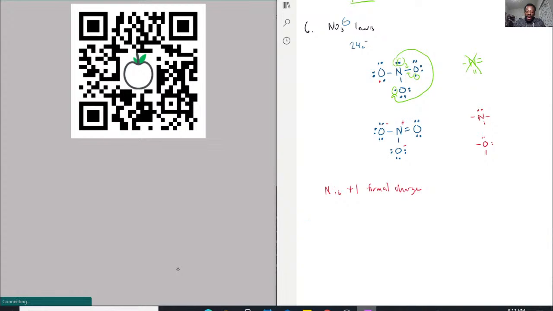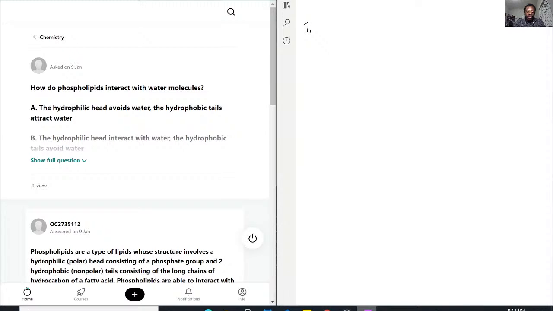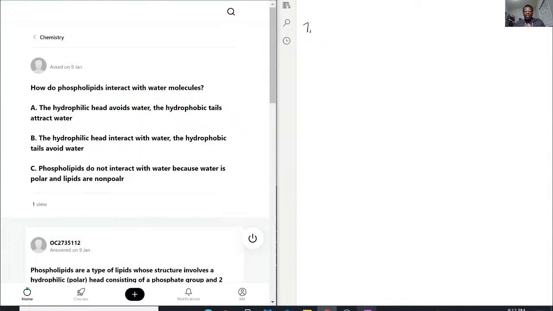We have, how do phospholipids interact with water molecules? So, with that being said, the one I think of, at least when they mention phospholipid, is the phospholipid bilayer. This is when it refers to cells, specifically, I guess animal cells will have this. And the phospholipid bilayer kind of looks like this.